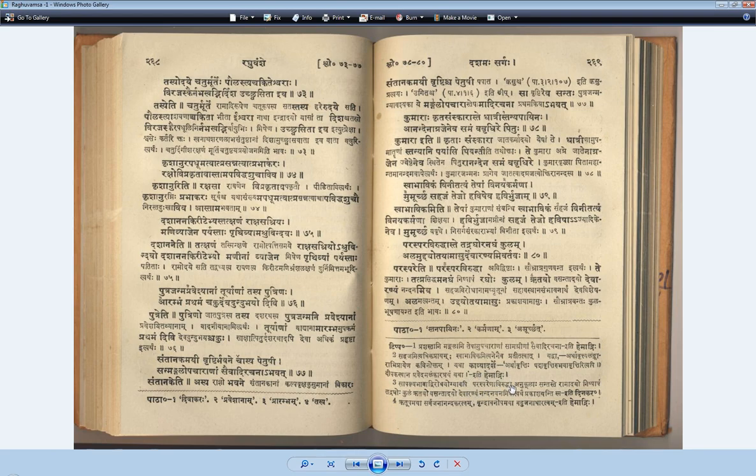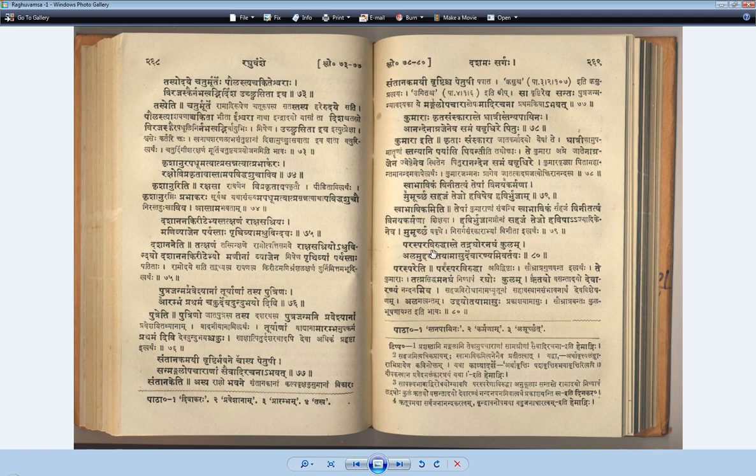Parasparena. So this is not going to be a Tritiya Tatpurusha Samasa. This is not Tritiya Tatpurusha. It's an adverb. So we got the whole compound now. Now, coming back to Malinatha, he says, so this whole padam is masculine, nominative, plural.